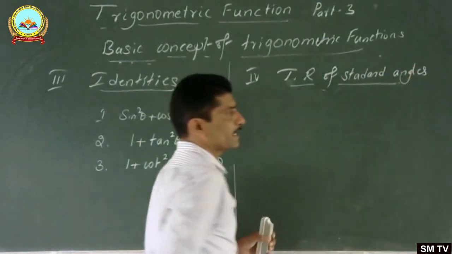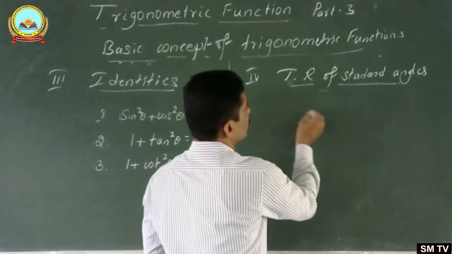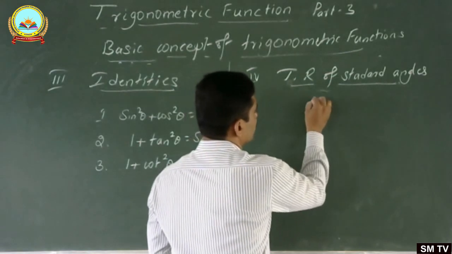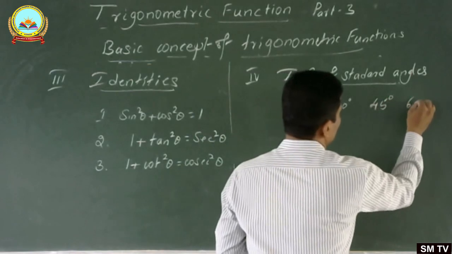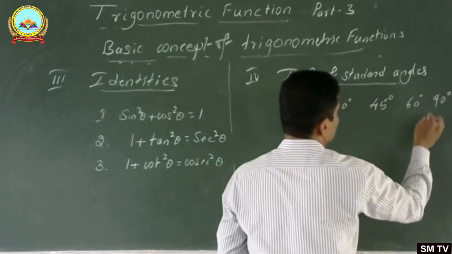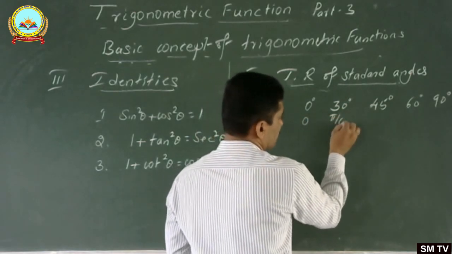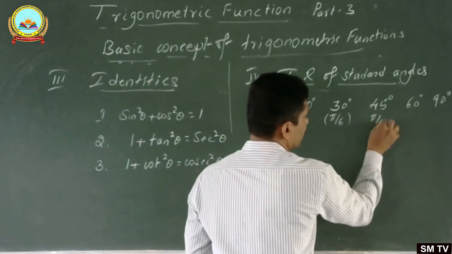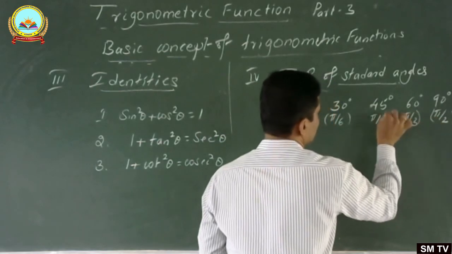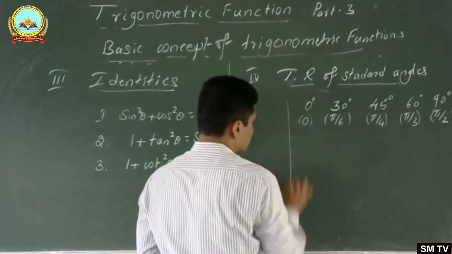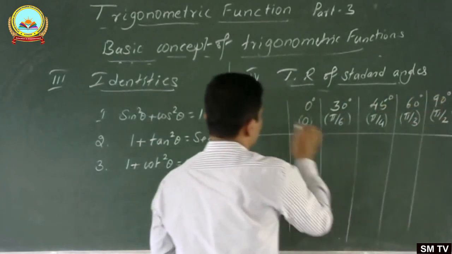Only in case of theta is an acute angle. Remember, if theta is an acute angle, then you can write the standard angles 0 degree, 30 degree, 45 degree, 60 degree, and you know the trigonometric ratios of 90 degree. In radian measures, 0 radians, pi by 6 radians, pi by 4 radians, pi by 3 radians, and pi by 2 radians. In radian measures, you know the trigonometric ratios of all these standard angle values.